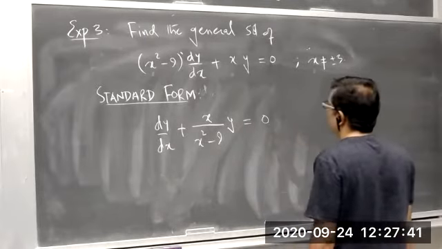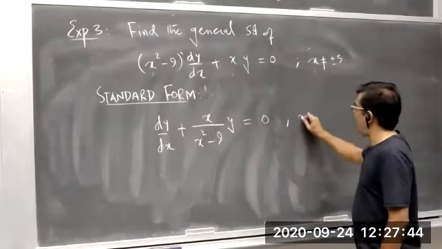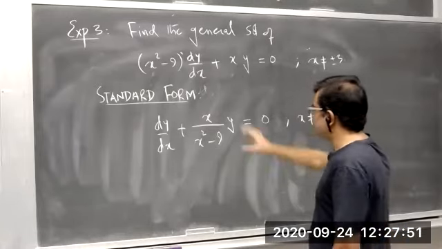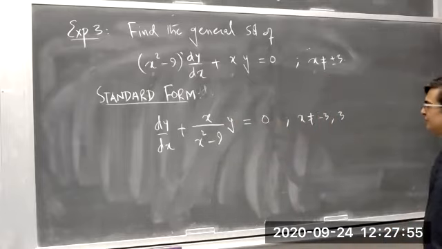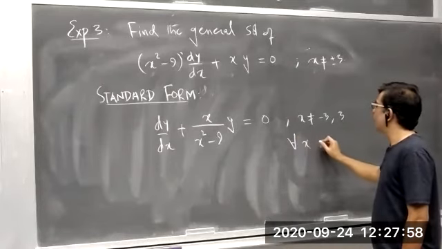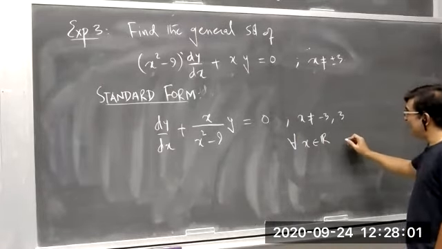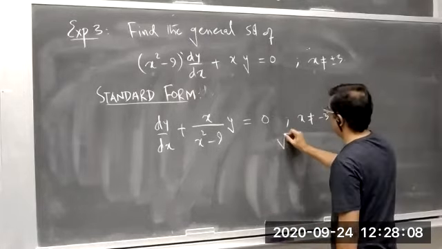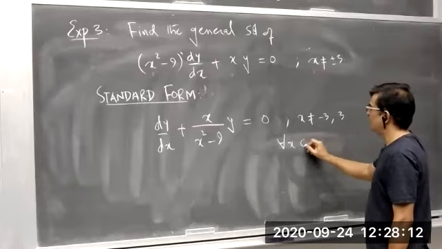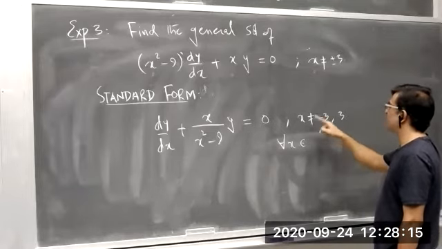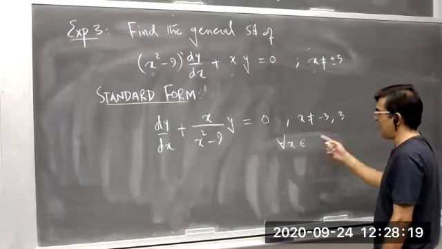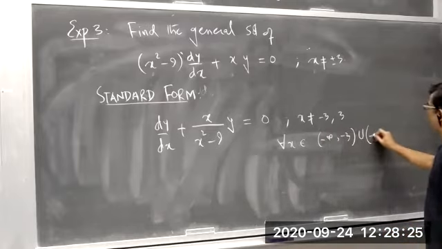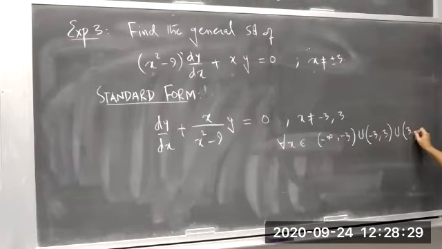So we get 0 here, with x not equal to -3 or 3. Now, this differential equation is defined basically on what? For all x, but x cannot be plus minus 3. So we write for all x belonging to R minus {3, minus 3}, or you can say for all x belongs to minus infinity to minus 3 union minus 3 to 3 union 3 to infinity.